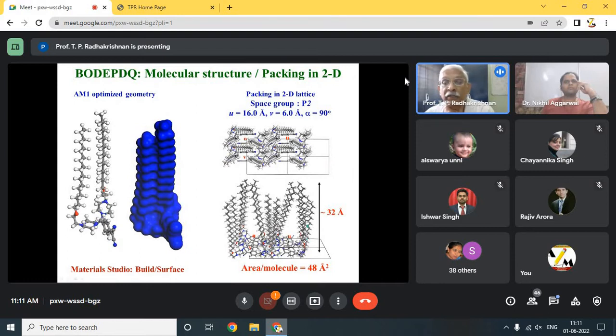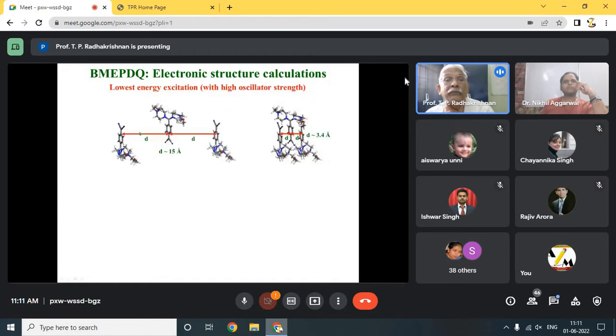Using atomic force microscopy, you can get the thickness of the film, which is approximately 3 nanometers. So we know the thickness of the film. We know the area from the surface area isotherm. So we can do modeling just to build clusters or periodic structures of this molecule. Now, why do we need this kind of model? This is to understand the electronic structure.